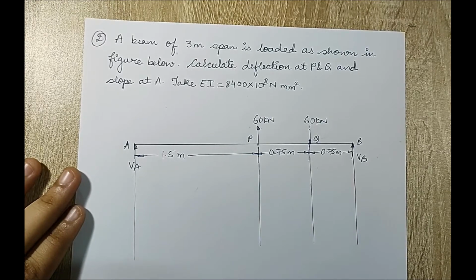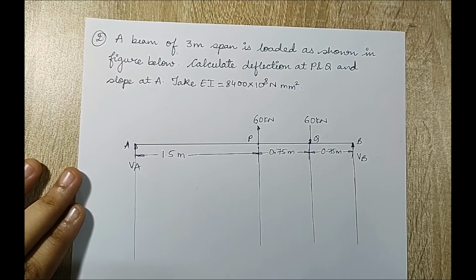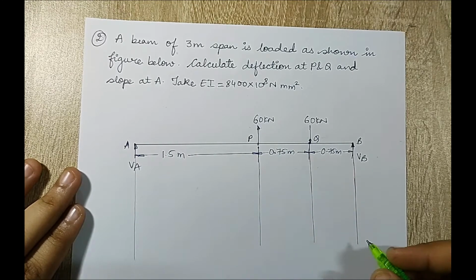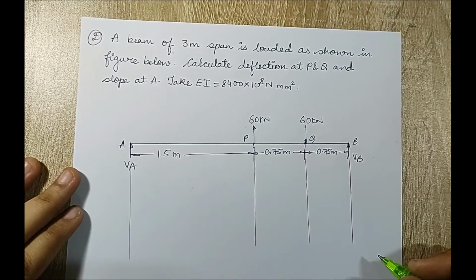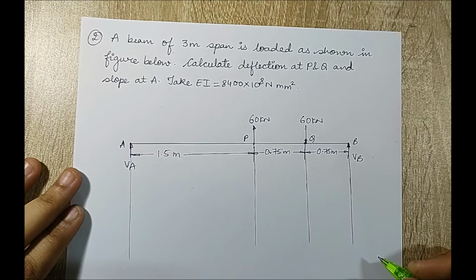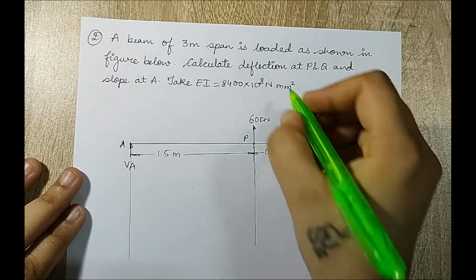Welcome to the next session of Strength of Materials. In this session, I am going to take up the second numerical on Macaulay's method. Let's get started. A beam of 3 meters span is loaded as shown in the figure below. Calculate deflection at P and Q and slope at A. Take EI as 8400 into 10 raised to 8 Newton mm square.